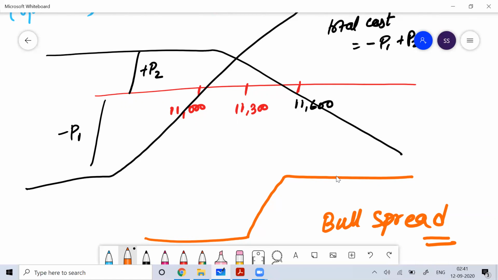A lot of trading strategies are there: bull spread, bear spread, butterfly spread, straddle, strangle. The more you try to learn about them, the more you'll understand these trading strategies, which you actually apply in the real market, and that way it would be a learning part for you.